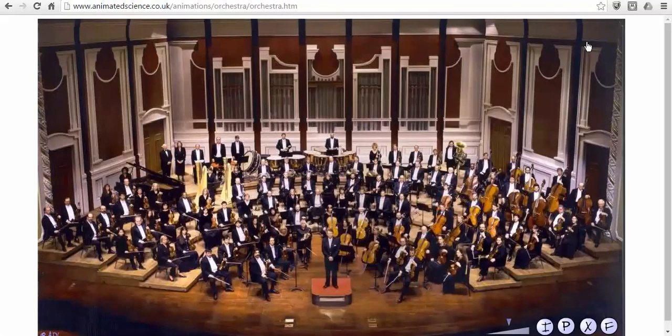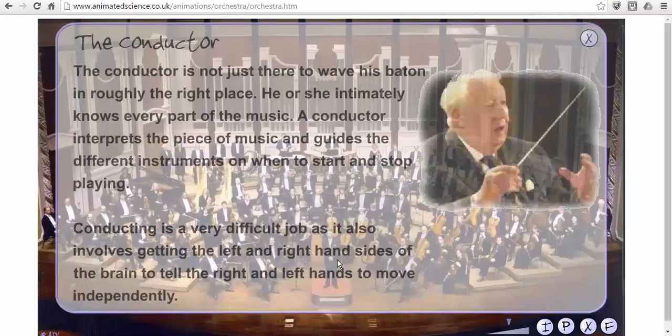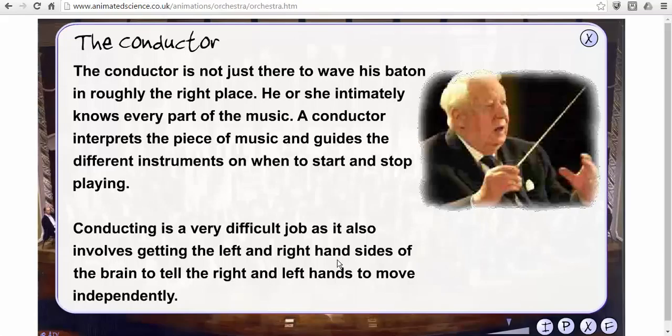And the only difference is the conductor. This one also has some music that is quite loud, and this one shows just what the conductor does essentially, as it says, he or she immediately knows every part of the music. So the conductor is the person who knows how the music itself should sound when it's played by all of the other instruments.